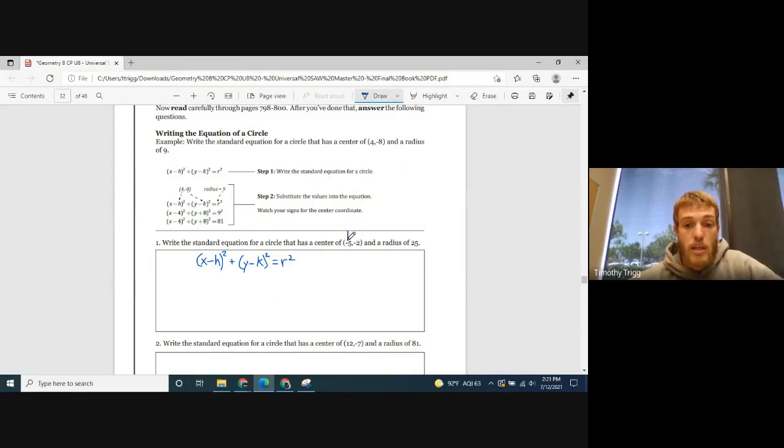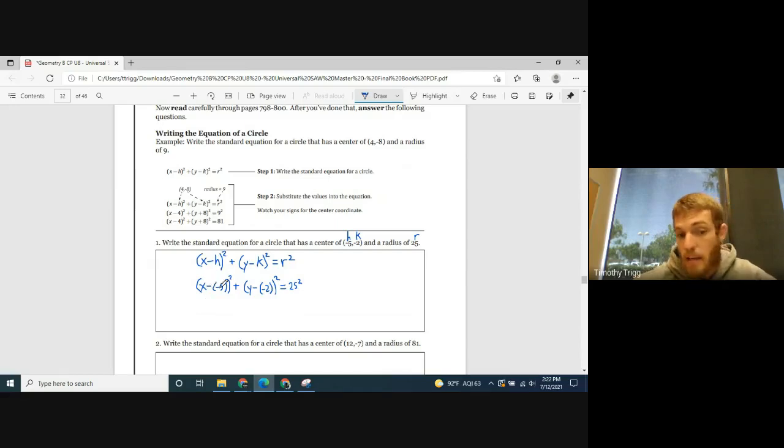In this case, my h is -5. That's from your center, right? And your k is -2. So your h and k are right here. And your radius is 25. So now we're just going to plug in h, k, and r into the equation. So it'll be x minus, and what's my h? h is -5. So that's x minus -5, and then that thing gets squared. So x minus -5 squared plus y minus, what's my k? -2. And then that gets squared, equals the radius squared. My radius is 25, and that gets squared.